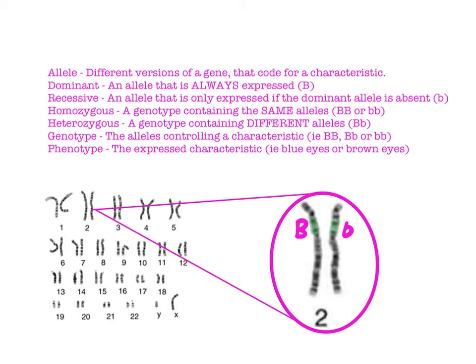We can see in this example we have 2 different alleles. This allele is dominant, this allele is recessive. Dominant means that if the allele is present, the characteristic will always be shown. If it is recessive, the characteristic will only be shown if both alleles are recessive. So in this case, the expressed characteristic will be the dominant characteristic.